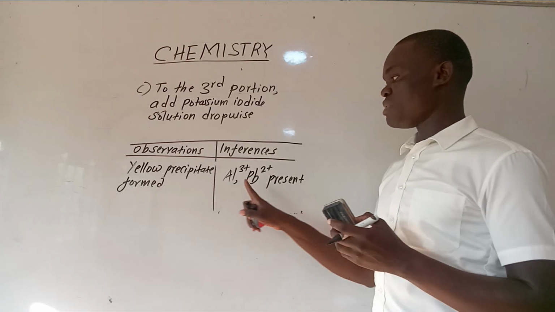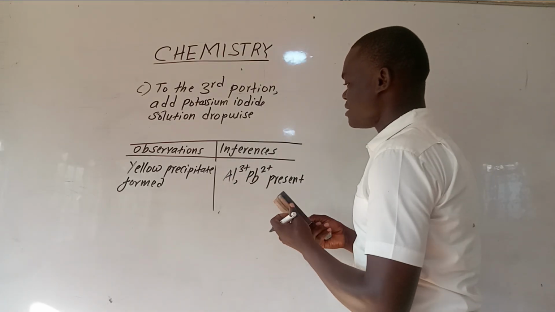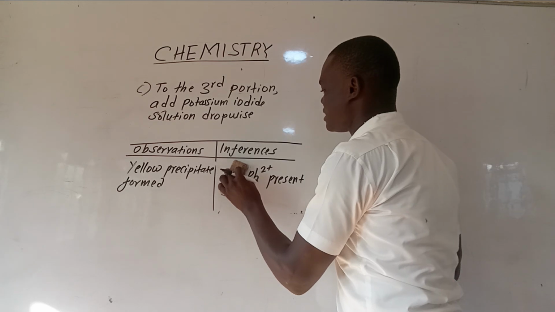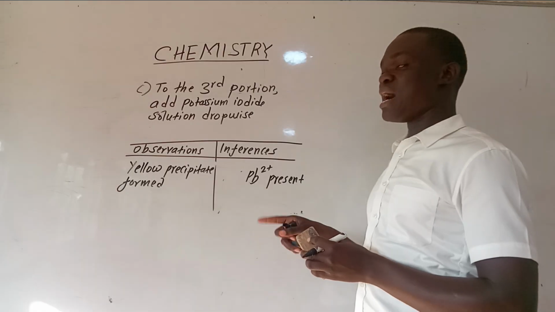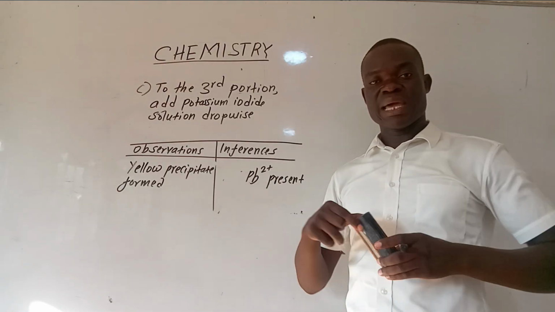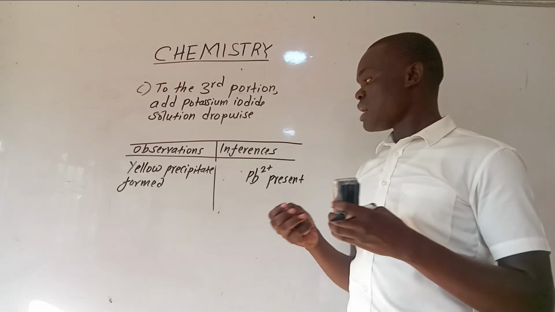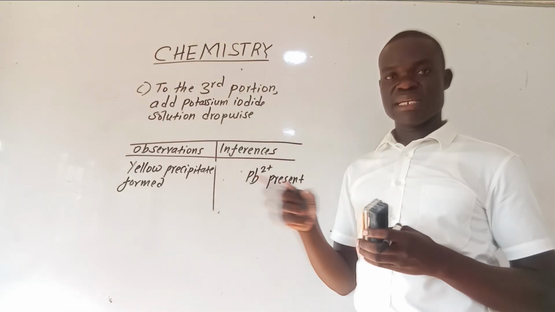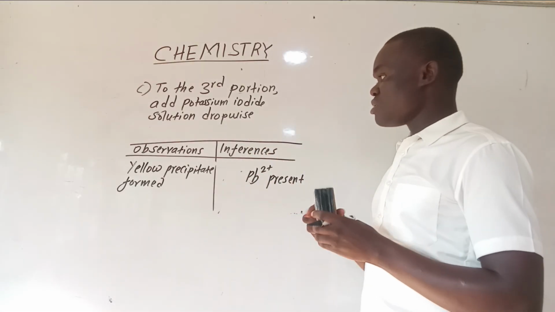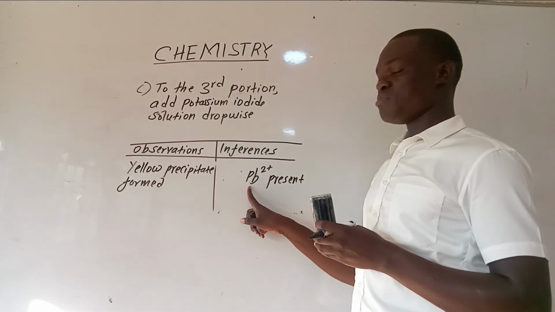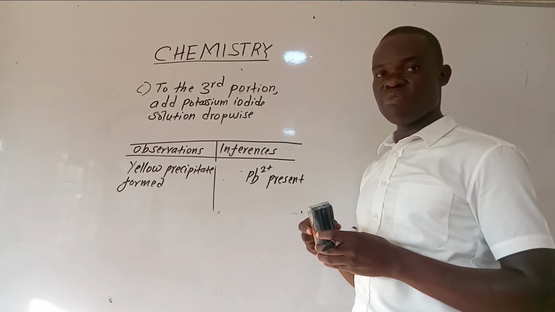So at this point we will eliminate aluminium. In our inference, we will just state that lead ion is present. Aluminium is absent because aluminium does not form a yellow precipitate with potassium iodide. So because a yellow precipitate is formed, we remove aluminium. Potassium iodide has eliminated aluminium.